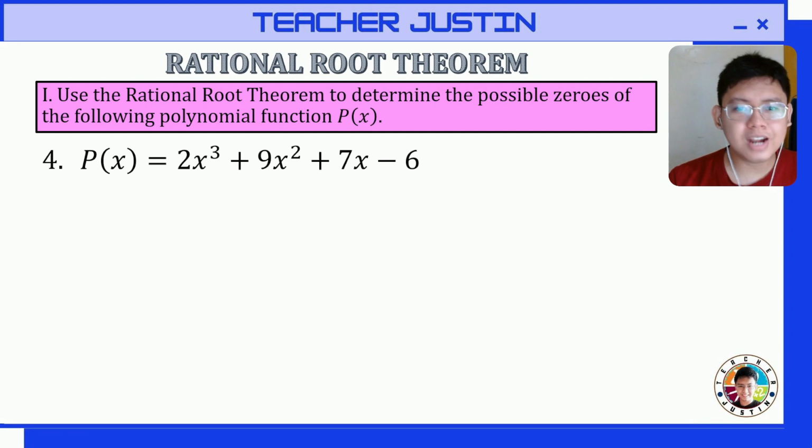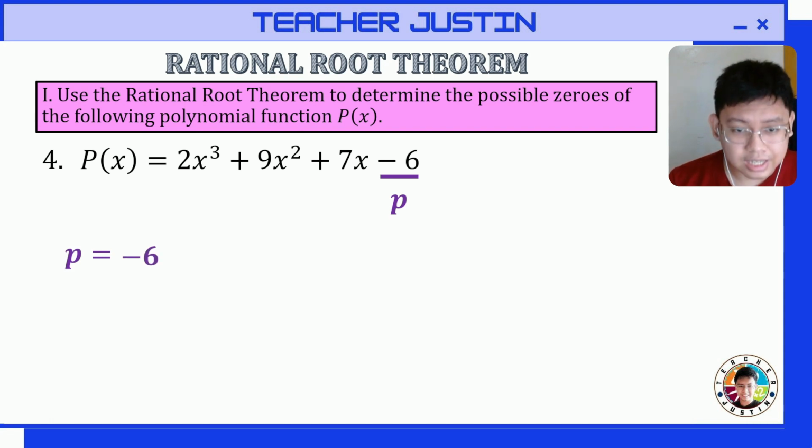Okay, let's use the rational root theorem to determine the possible zeros of this polynomial function. So, ang first step natin is for us to identify our p and q. So, yung p natin is the constant term of our polynomial function. So, our p is equal to negative 6. Now, yung q naman natin is the numerical coefficient of our leading term. So, our q is positive 2.